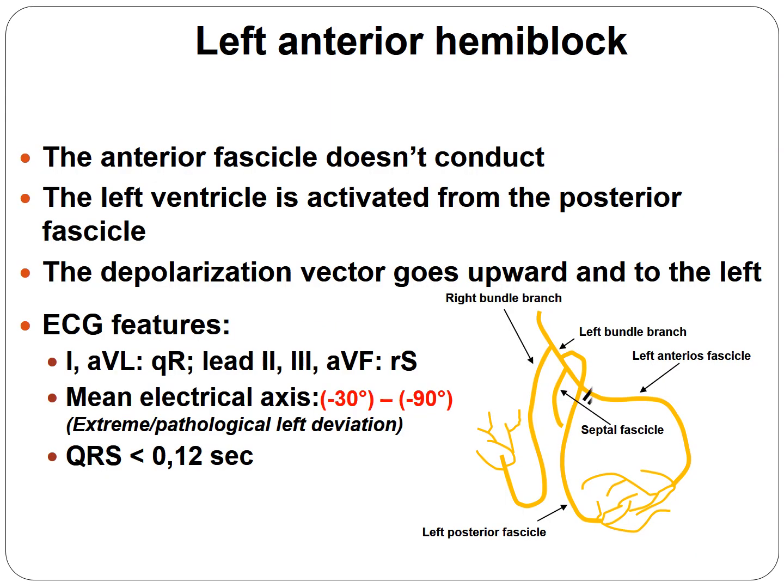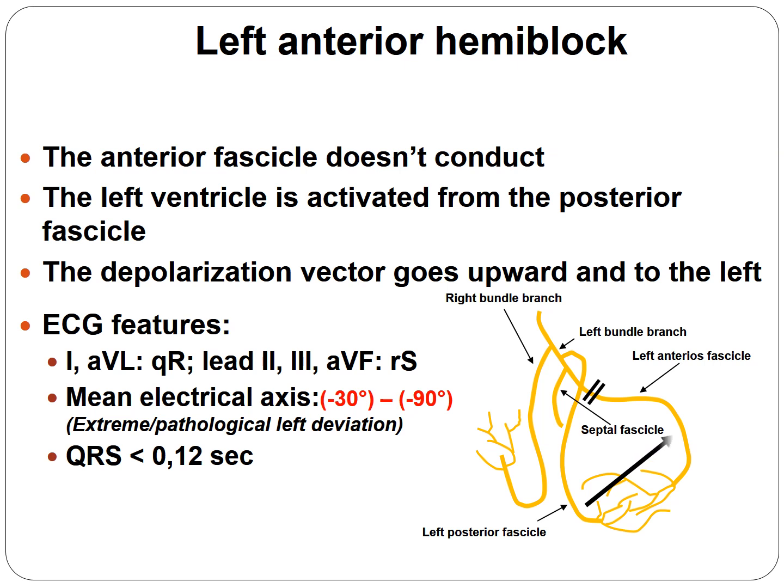Because the left bundle branch is composed of fascicles, branches that run on the anterior wall and on the posterior wall. The depolarization vector goes upward and to the left when we have an anterior hemiblock. ECG features: in aVL a QR, in leads III and aVF an RS. The mean electrical axis is in the pathological extreme left deviation, ranging from -30 to -90.